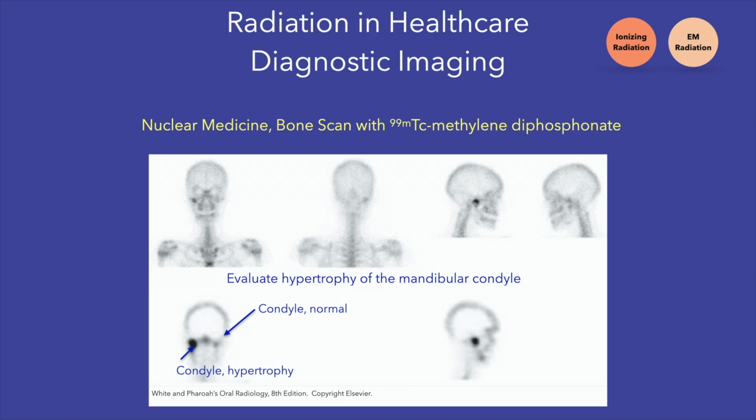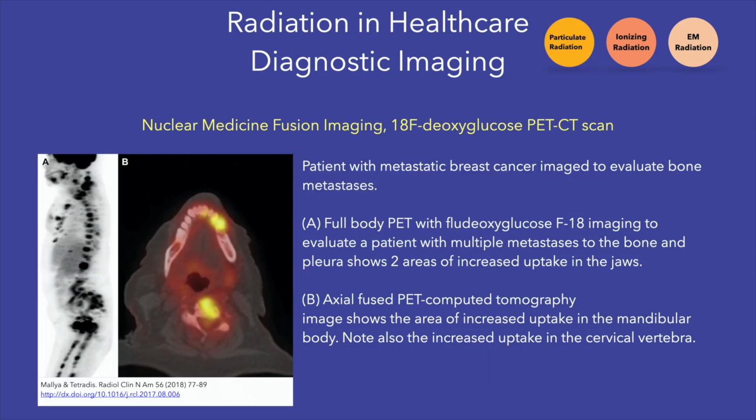The previous examples were very effective in demonstrating the morphology or anatomy of the region that was being examined. In contrast, nuclear medicine is an imaging modality that provides us with information on the functional activity within a tissue. In the example shown here, a bone scan was performed to evaluate activity of bone growth in a patient with unilateral condylar hypertrophy.